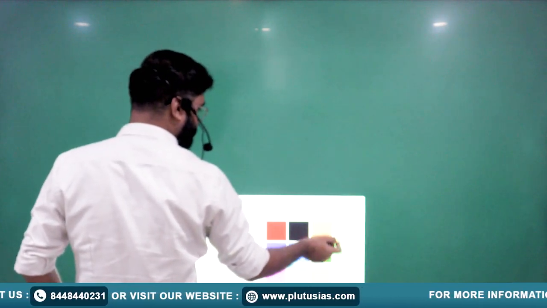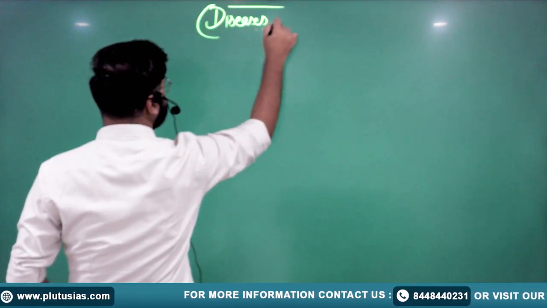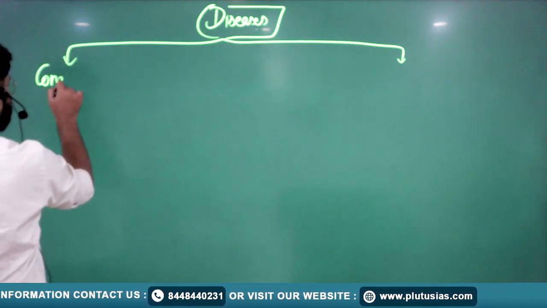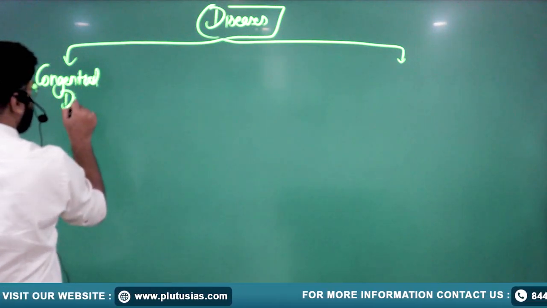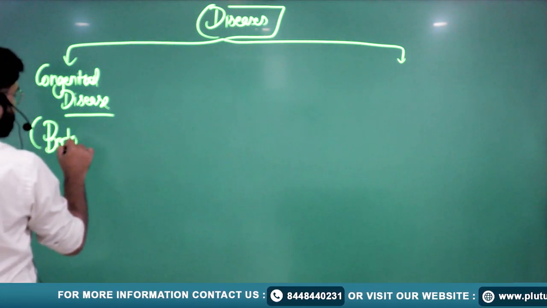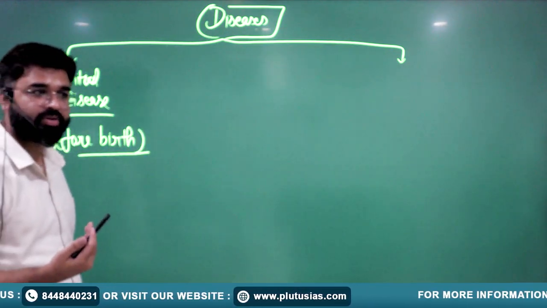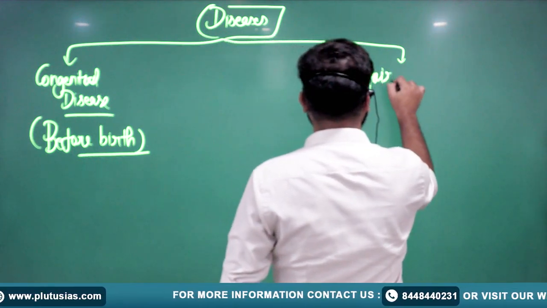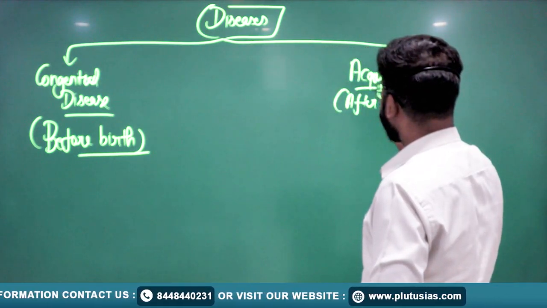In general, बताइए diseases, how many types of diseases are there? One is congenital disease. Such diseases are there before birth. Yes or no? जो by birth defects होते हैं genetic diseases. Some diseases are acquired diseases, which means after birth. Yes, these diseases started after birth.